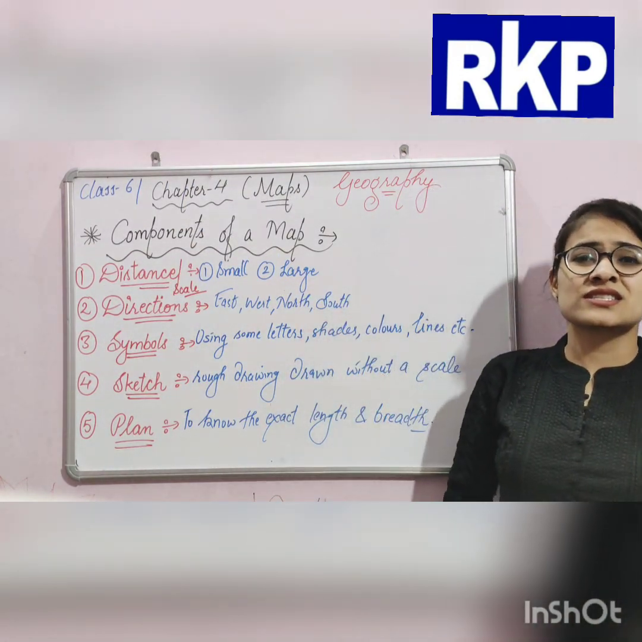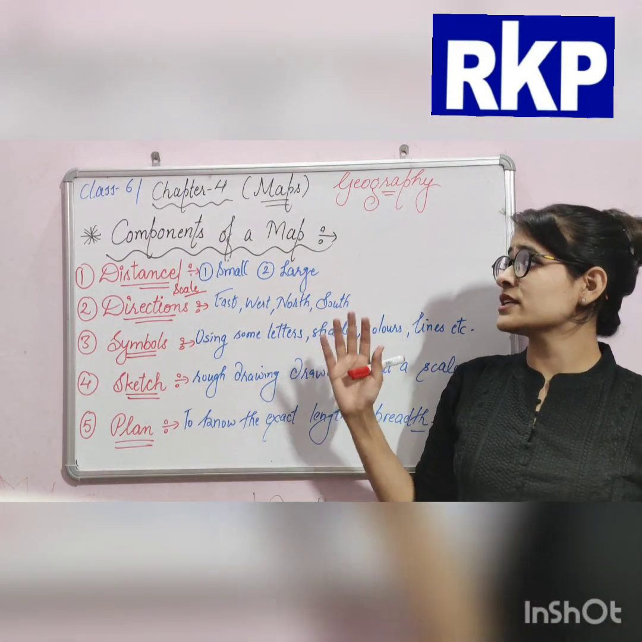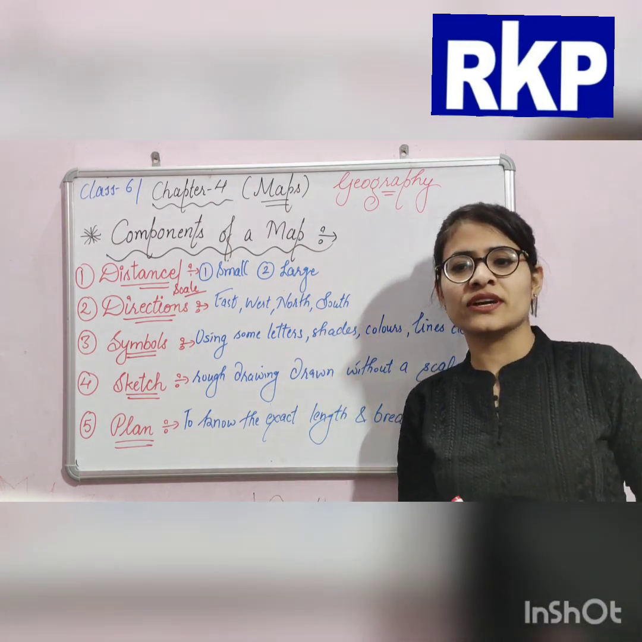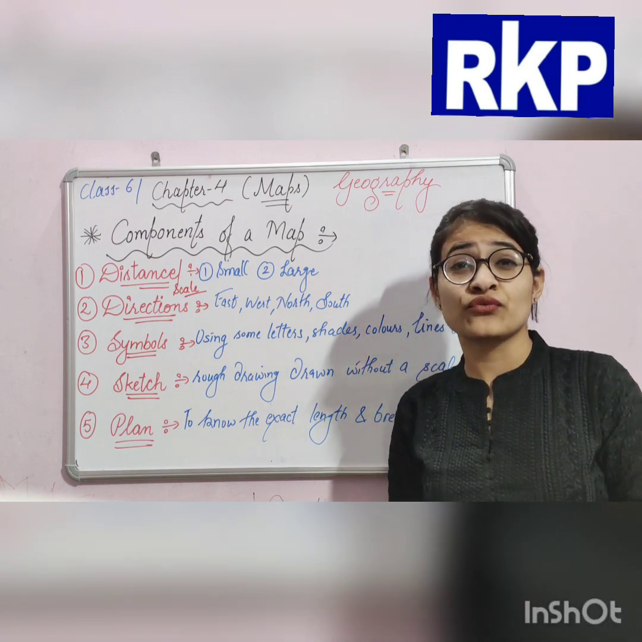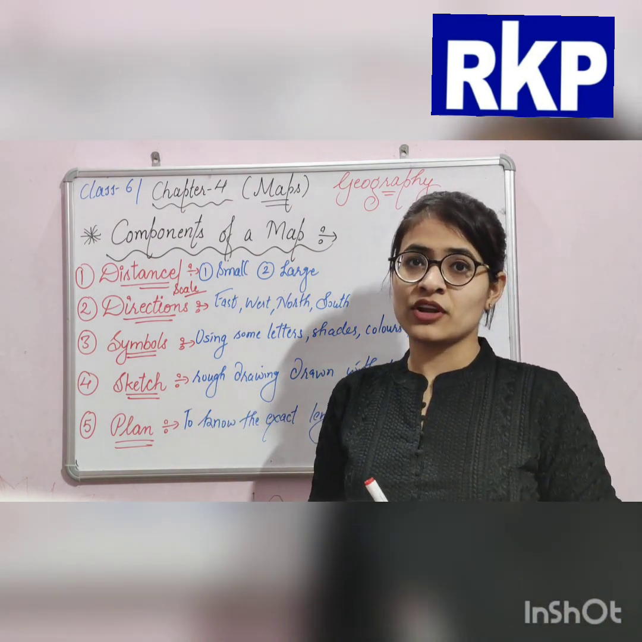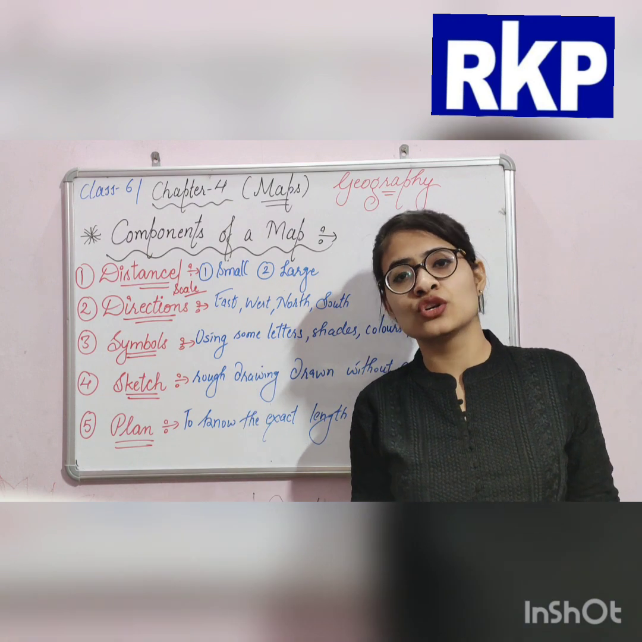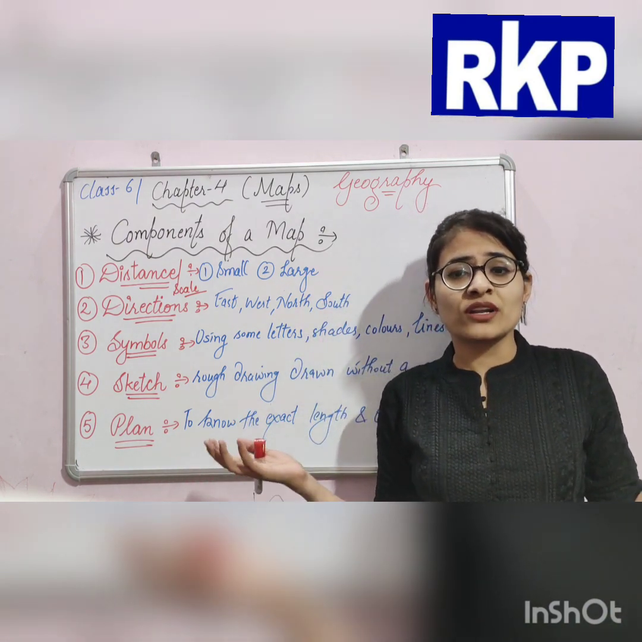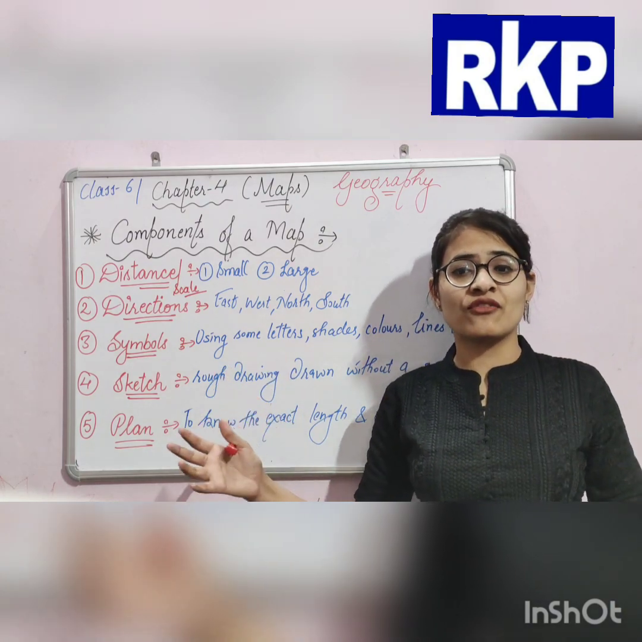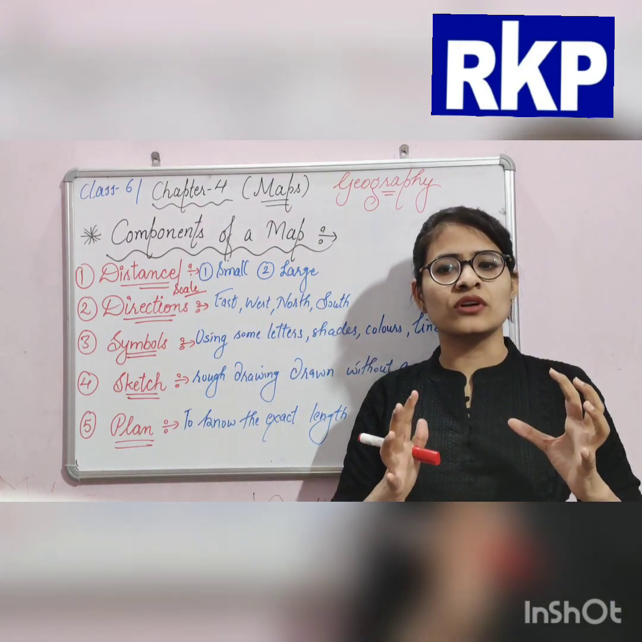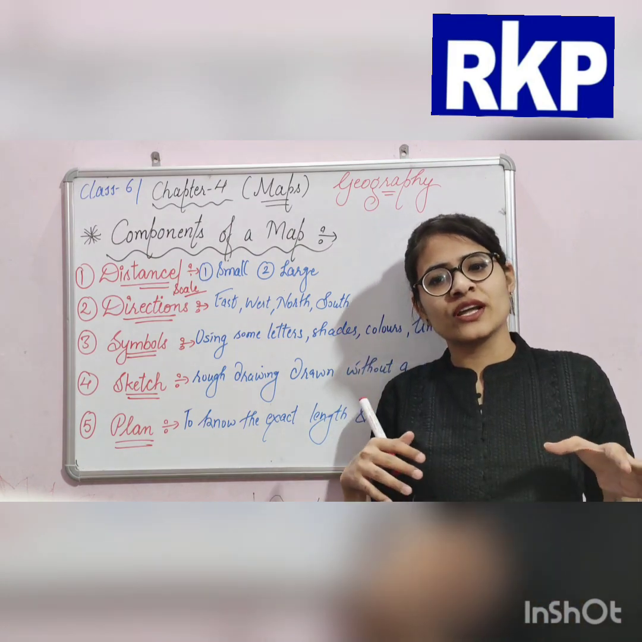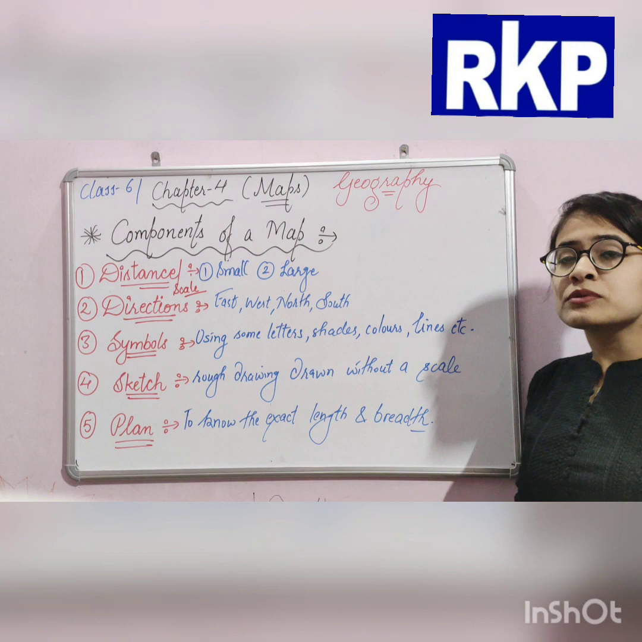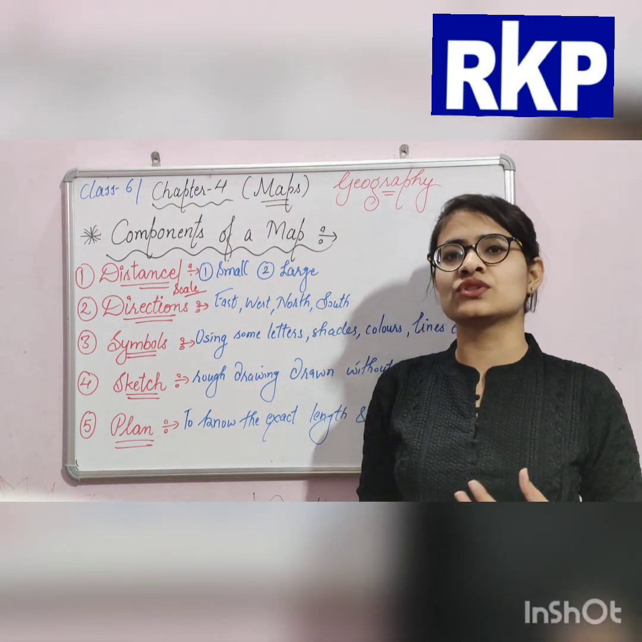So what is distance or scale? How does it help us to read a map? Maps reduce the entire world or a part of it to fit on a sheet of paper. We know that the world is so big, our earth is so large, but maps have reduced the entire world or a part of it to fit on a sheet of paper. And maps are drawn to reduce the scale.